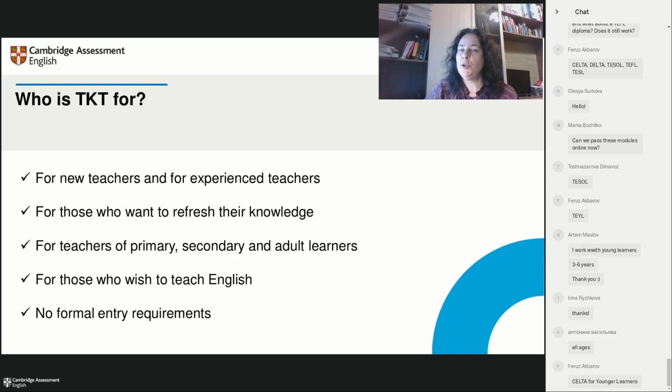There is no longer CELT, I'm afraid, for younger learners, but the course I'm mentioning, the IH certificate in teaching young learners, is moderated by Cambridge, by the University of Cambridge. So you can consider it if you are interested in getting only Cambridge qualifications.